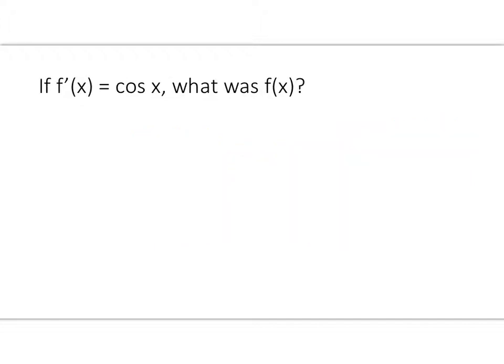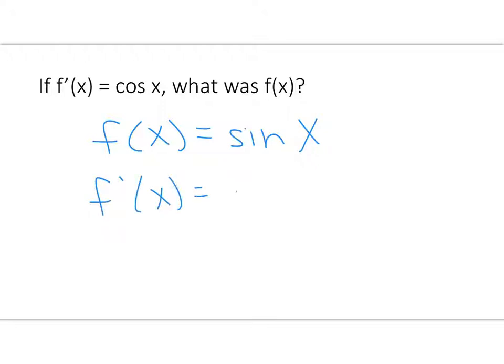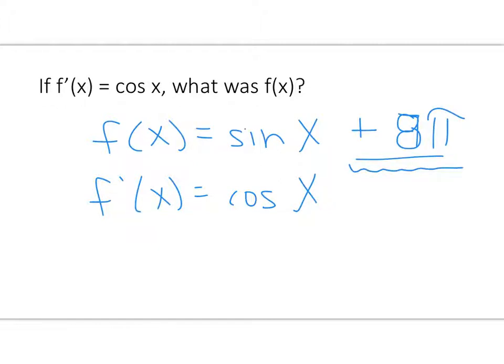Similarly, if I know that the derivative is equal to cosine of x, I can think backwards to figure out what f of x was. The derivative of sine is equal to cosine, so f prime of x would equal cosine x. But just like in that last example, maybe it was sine of x plus 7. That would give me the same derivative. Or sine of x plus 8, same derivative. Or sine of x plus 8 pi, same derivative. Notice each time I'm just talking about a constant term.